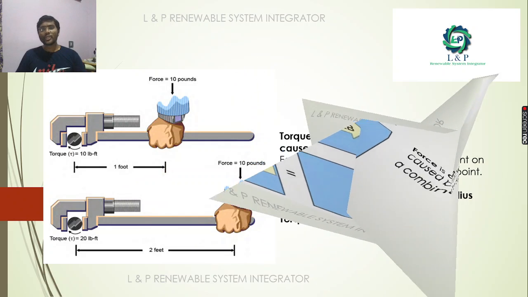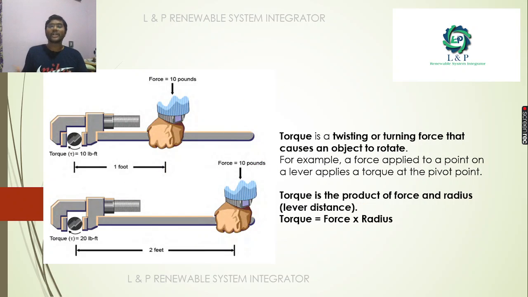And most importantly, we should know about the torque. Torque is nothing but the twisting or turning force that causes an object to rotate. It is a product of force and the radius. See here, there is an example. You are going to apply the torque with the help of this rotating device. At a 1 foot distance, if you provide 10 pounds, your torque will be only 10. But if you provide 10 pounds at a 2 feet distance, your torque will be 20. So this is how the torque is calculated.